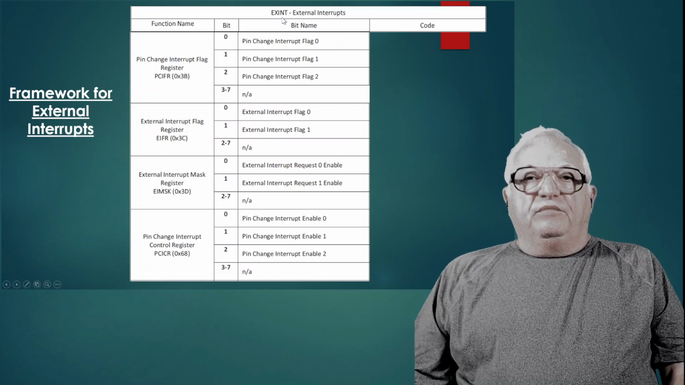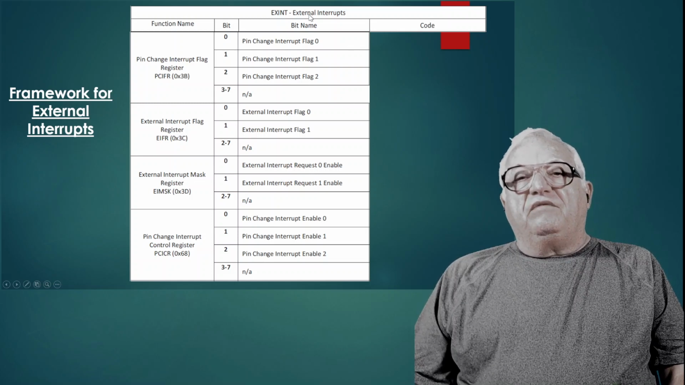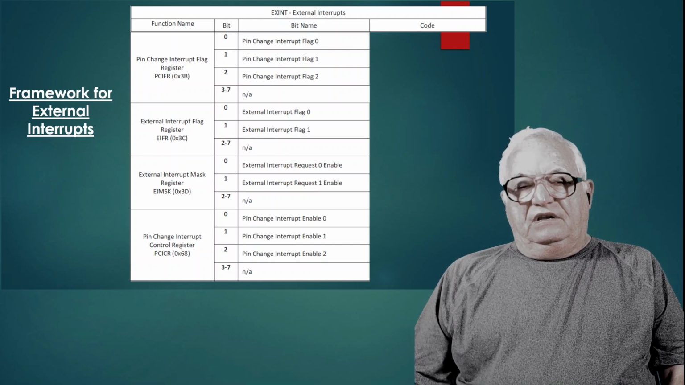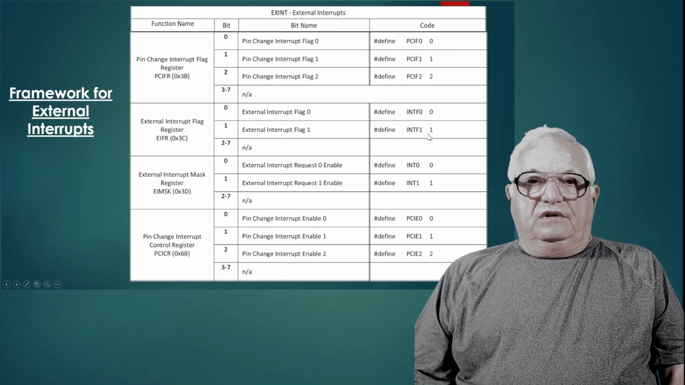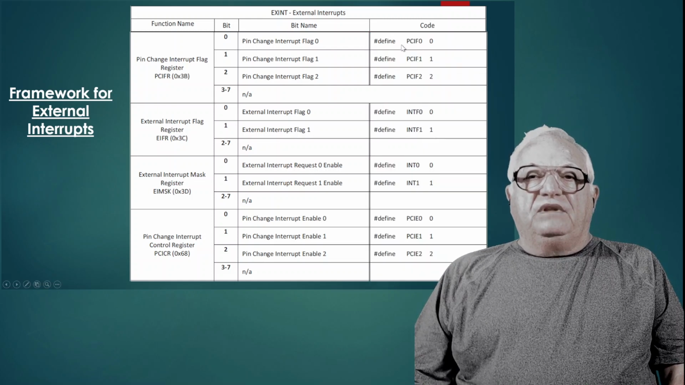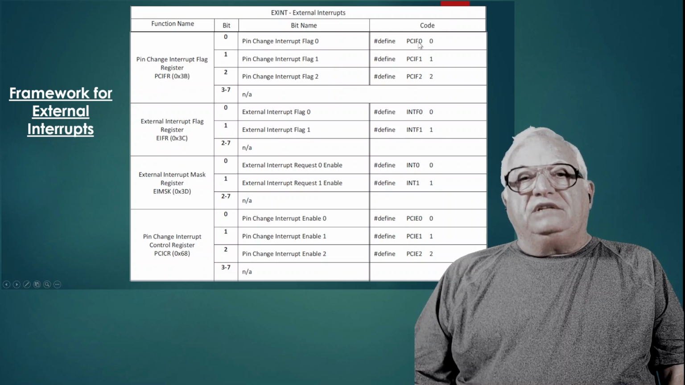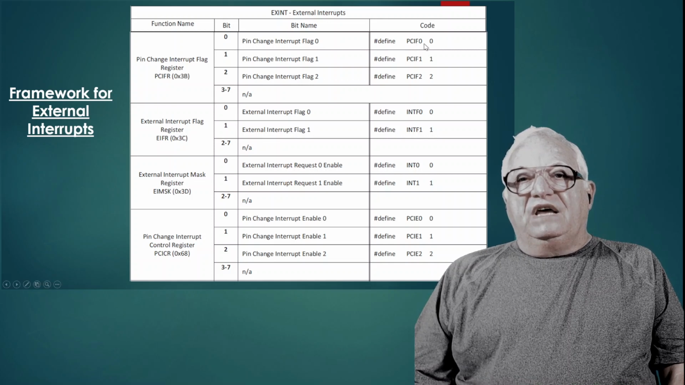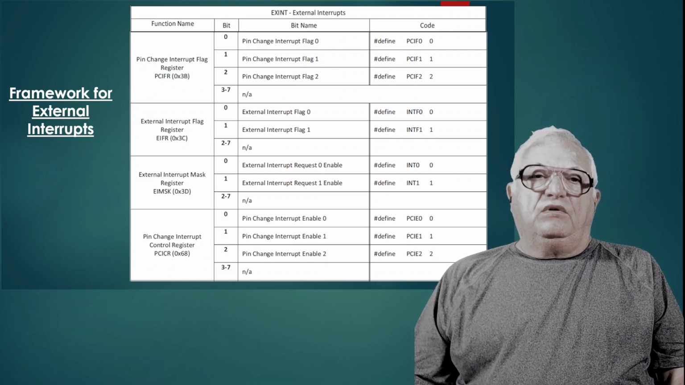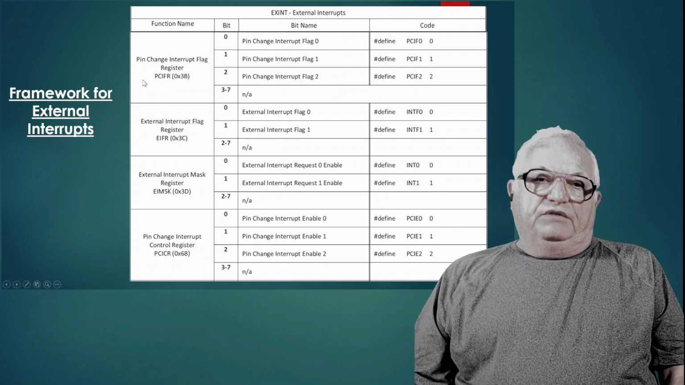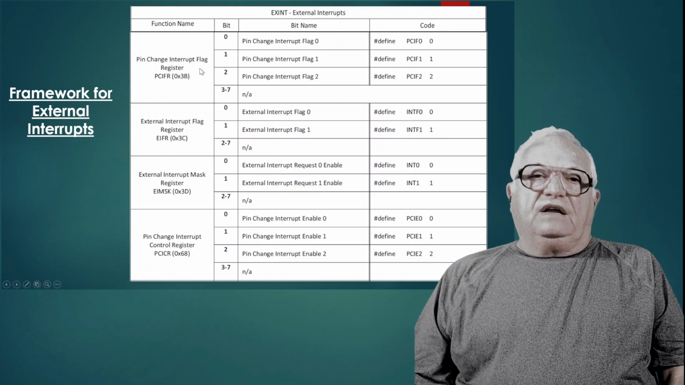Now the information here I obtained from the data sheet. And what I'm going to do is add the code. Now these codes are pound defined and they are going to allow us access to each of the bits in the register. You can see PCIF0 is going to have a value 0, which is going to allow us access to bit 0 of the register, the pin change interrupt flag.